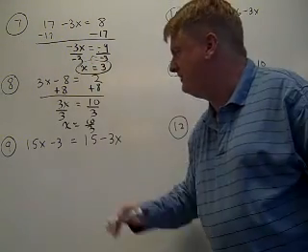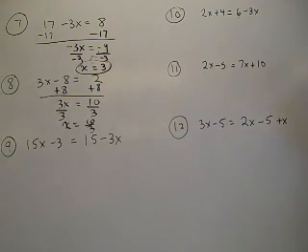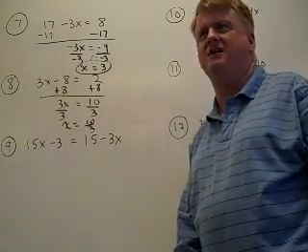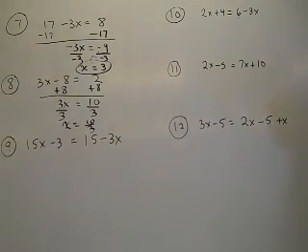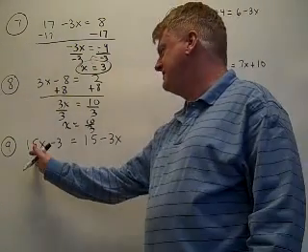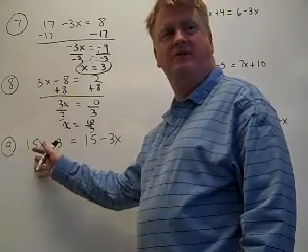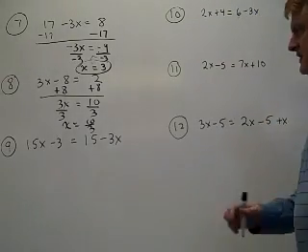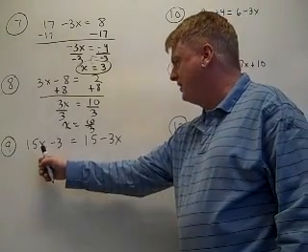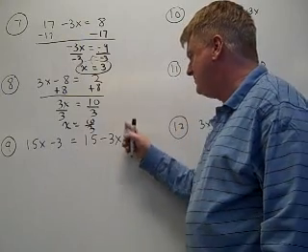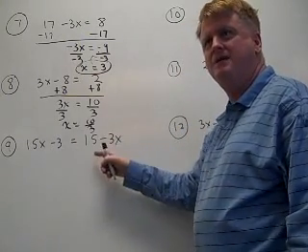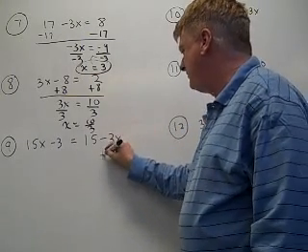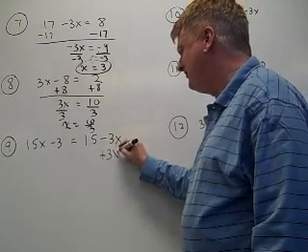Number 9 is where things start finally getting a bit more complicated, because we've got both numbers and letters on both sides. Arbitrarily, I'm going to choose that this side is where I want the letters to live, and this side is where I want the numbers to live. So if I want all the letters over here on the left-hand side, this 3x has got to go somehow. We get rid of it by adding 3x.